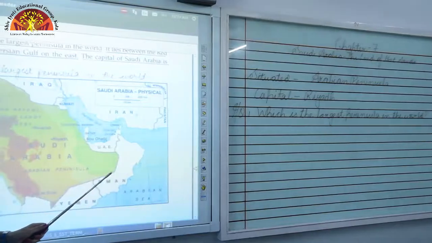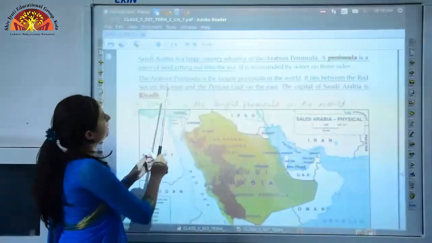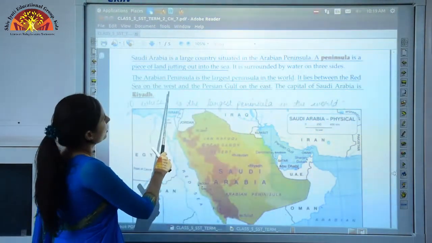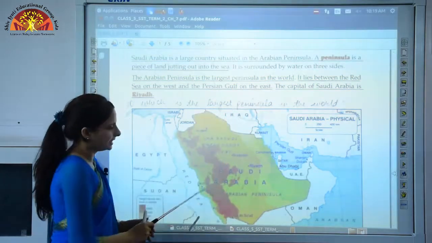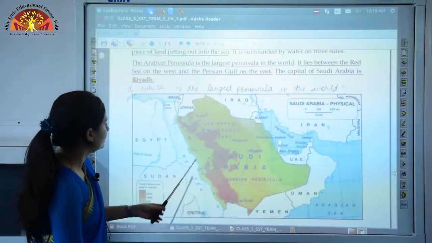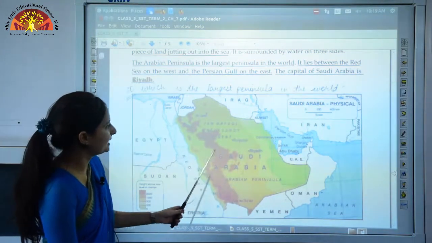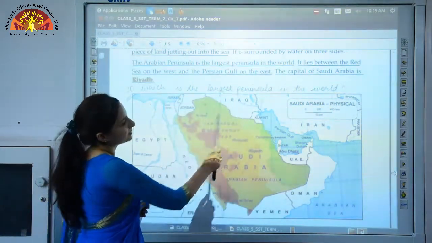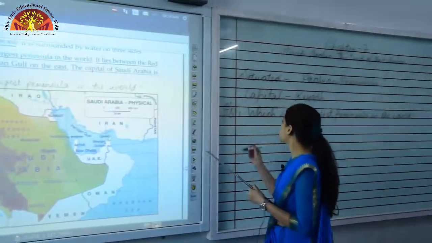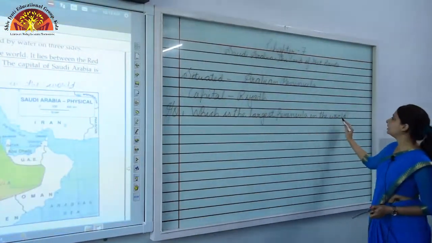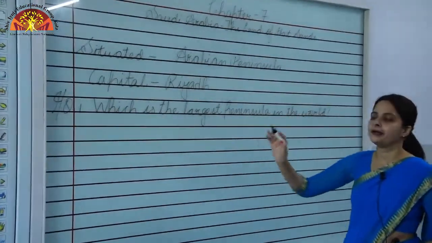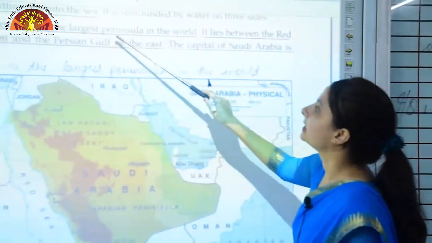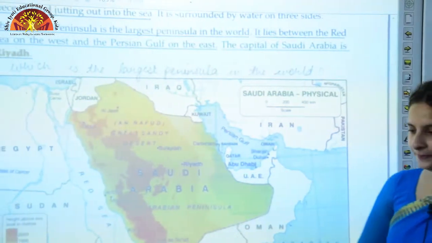Now, Arabian Peninsula is the largest peninsula in the world. It lies between the Red Sea on the west and Persian Gulf on the east. You can see in the map that towards the west it is Red Sea and towards the east it is surrounded by the Persian Gulf. Over here you can write down the internal question, that is, which is the largest peninsula in the world, and the answer will be Arabian Peninsula. You can mark over here, the Arabian Peninsula is the largest peninsula in the world.